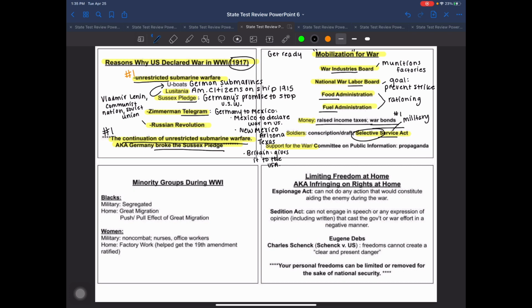And how they do that is they hold a draft, also known as conscription. We need soldiers. I'd have to go back and look at the exact details, but we have a couple million men volunteer, and then we draft a couple million soldiers as well. All right, so we need soldiers in order to win this war.